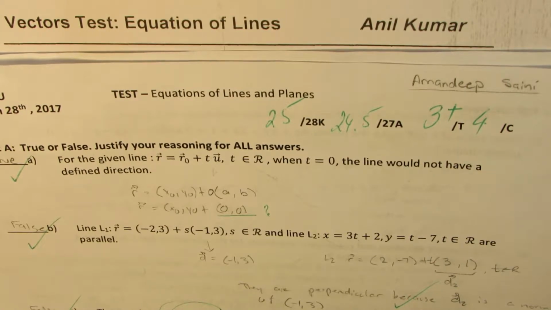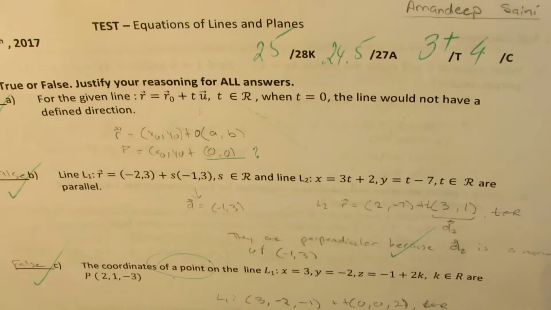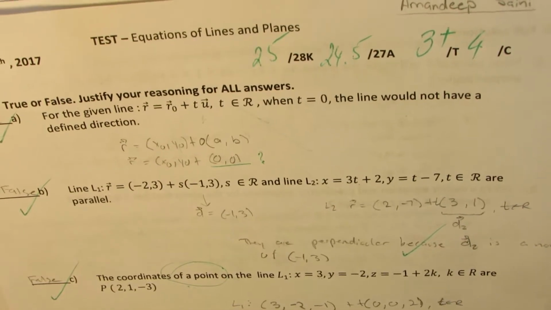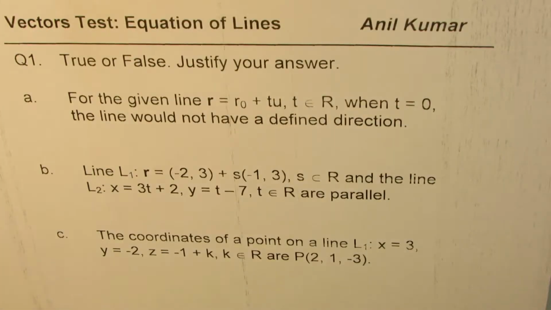This is on calculus and vectors, MCV4U. So we'll take up all questions from this test paper and discuss them one by one. We'll talk about equation of lines. Question number 1 here is a true or false question. You need to justify your answer. There are 3 parts to this.